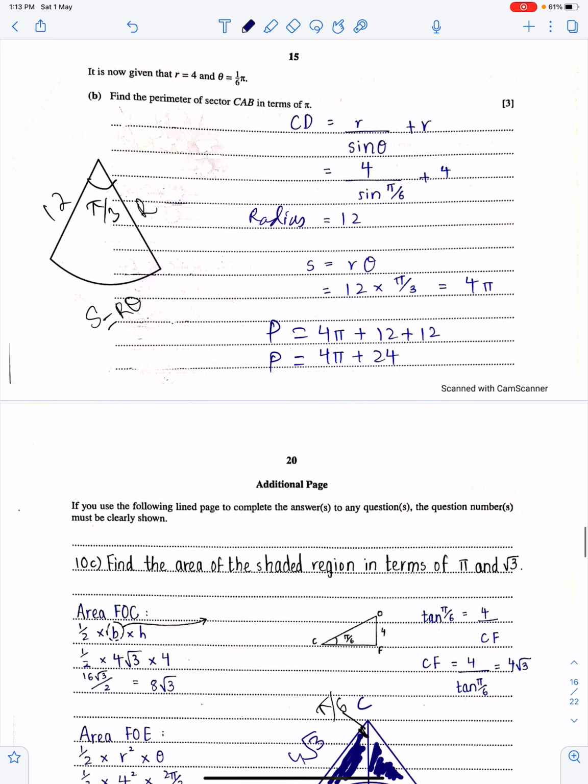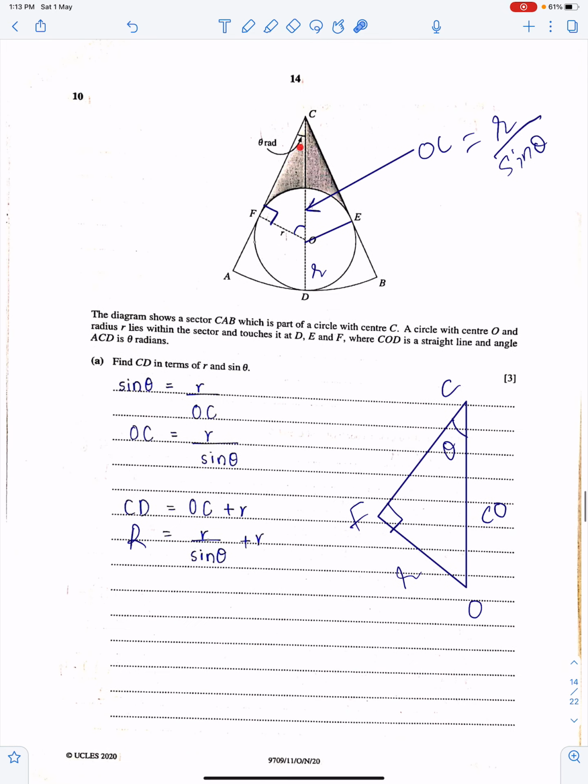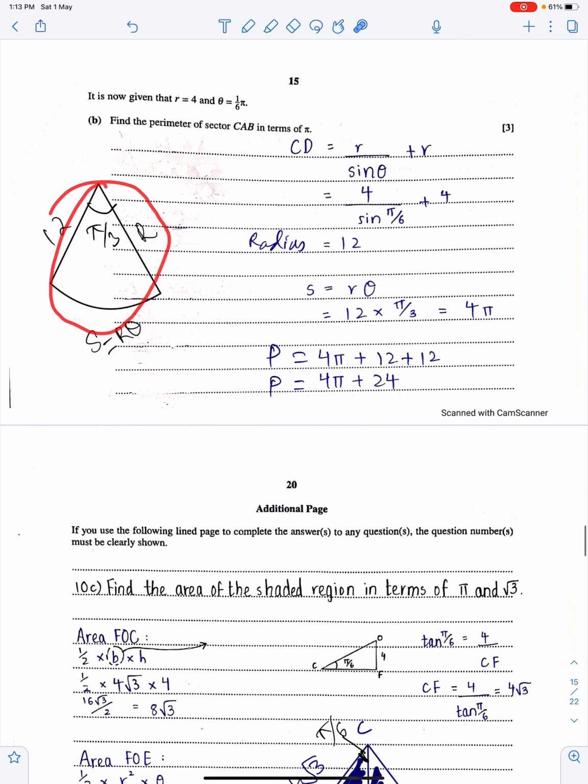The next part. It is now given that R is 4 and theta is pi by 6. Find the perimeter of sector CAB. This is so simple. This is the sector CAB. This is theta, which is pi by 6. This is also theta, so the total angle will be pi by 3. And small r is 4. By substituting the value of R as 4 into this equation, we can easily get the radius of this sector. This is the radius of the sector, 12.